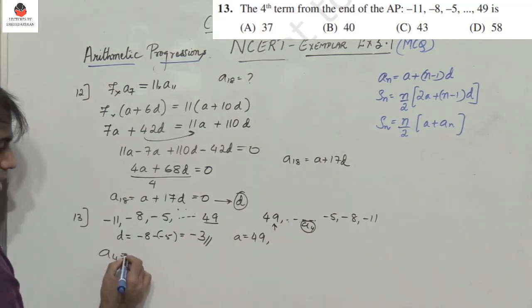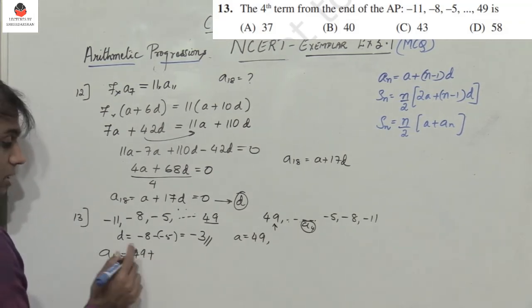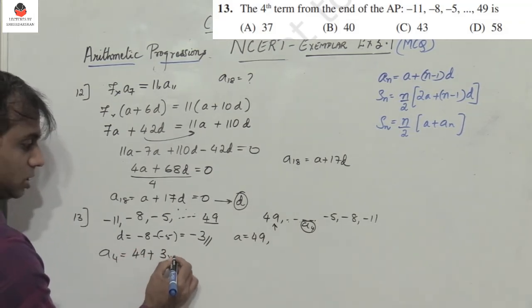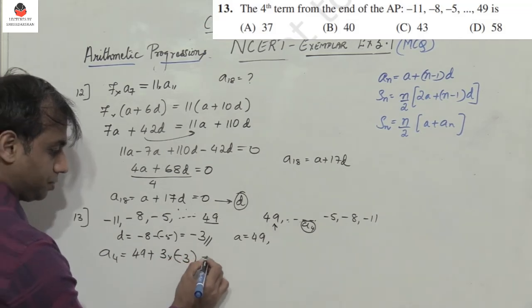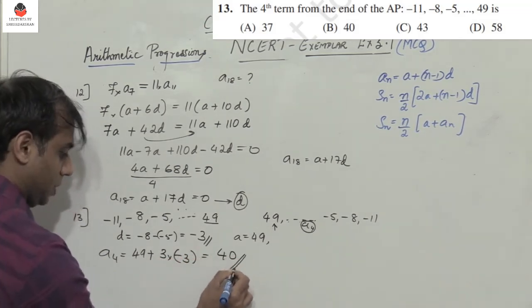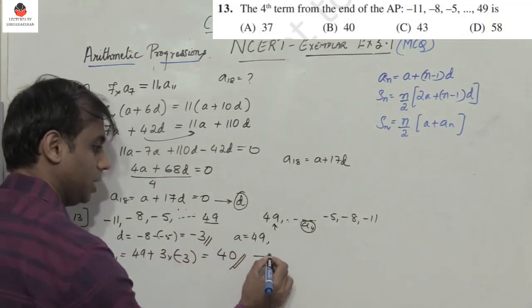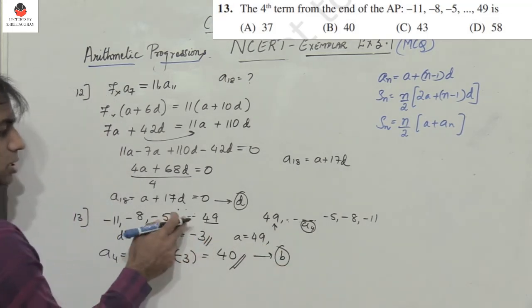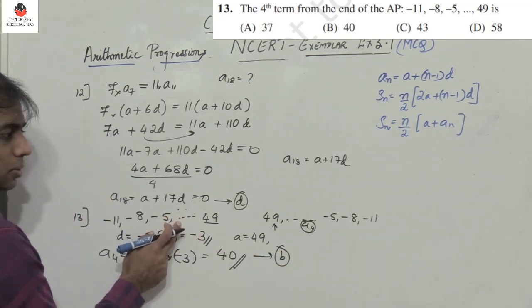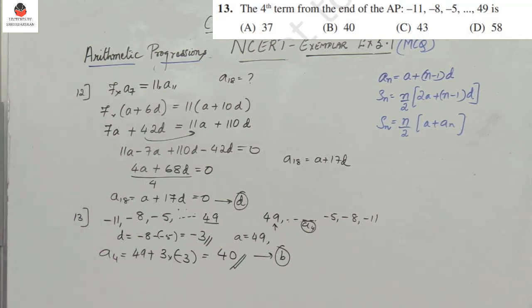So A4 is A, which is 49 plus n minus 1. 4 minus 1 is 3 into D is minus 3. So 49 minus 9 gives me 40. So therefore, this is the fourth term. So the fourth term is 40. So the right option is B. So 40 is the fourth term from the last, or the fourth term from 49 if I reverse. So it is option B.